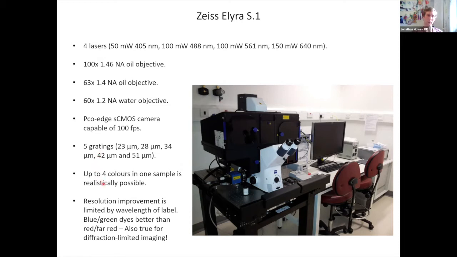In principle, you can do 4 colors. The important thing is just to get 4 really well labeled components. And as I said, the resolution is still limited by NA and still limited by wavelength. So if you're only planning to do a couple of channels, then it will be better to use shorter wavelength rather than longer wavelength channels. So, for example, use blue and green rather than red and far red.